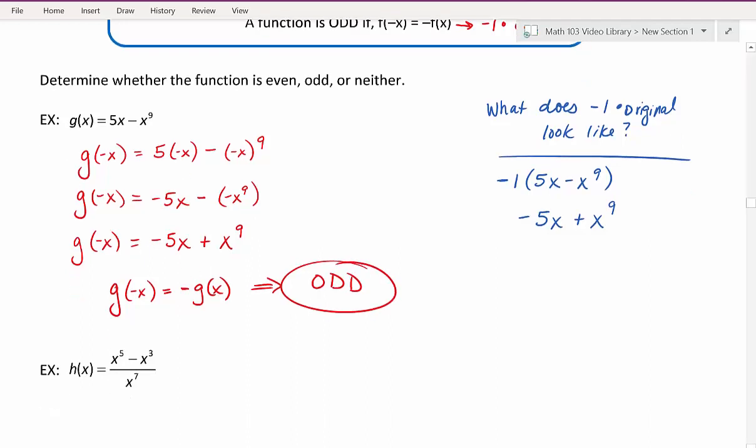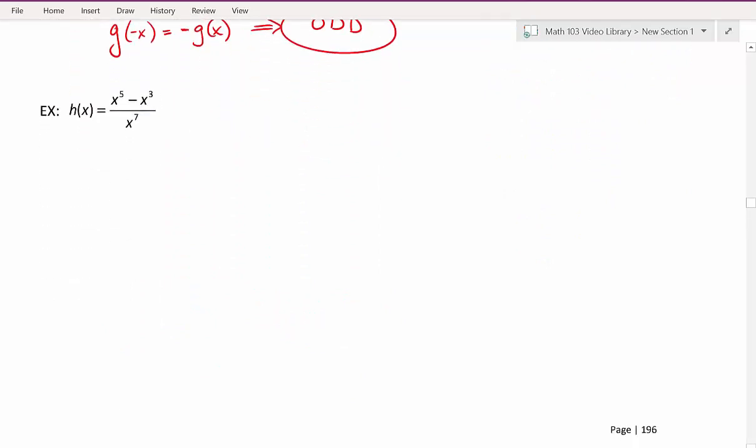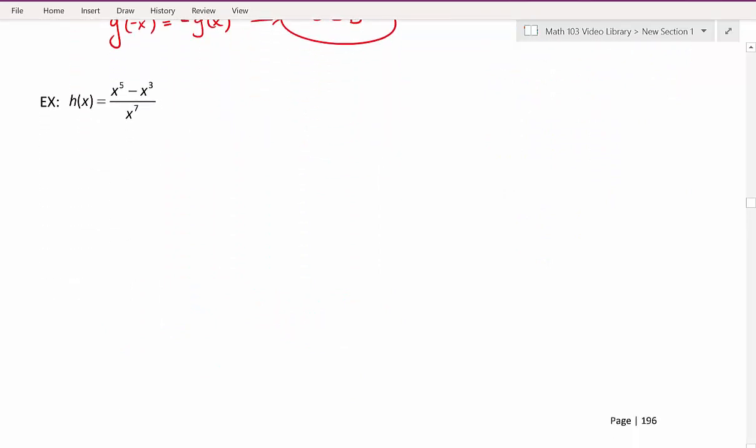Let's try another one. h of x equals x to the 5th minus x to the 3rd over x to the 7th. We start by finding h of negative x. We're replacing all the x's with negative x.